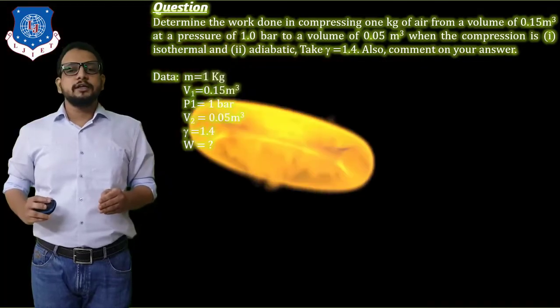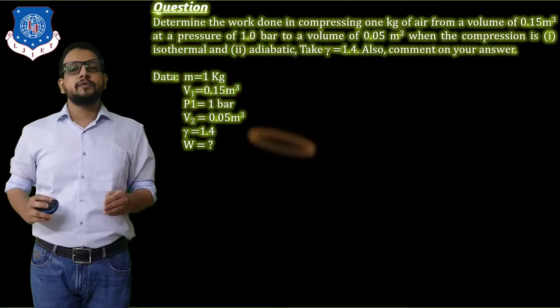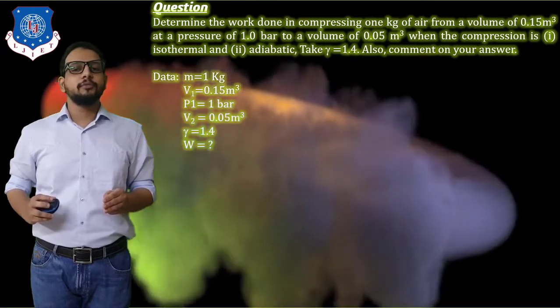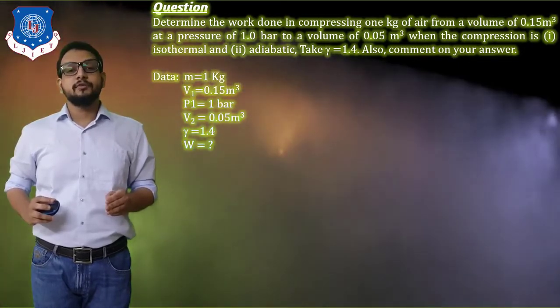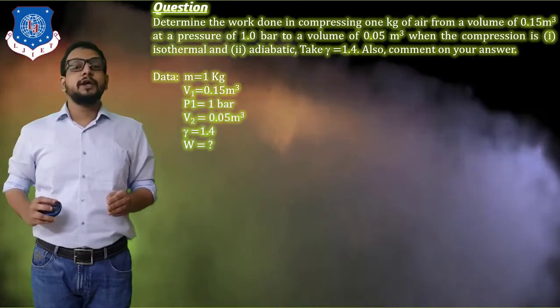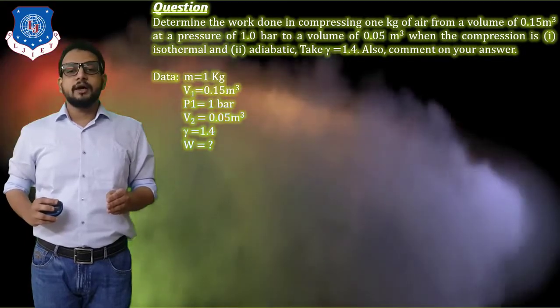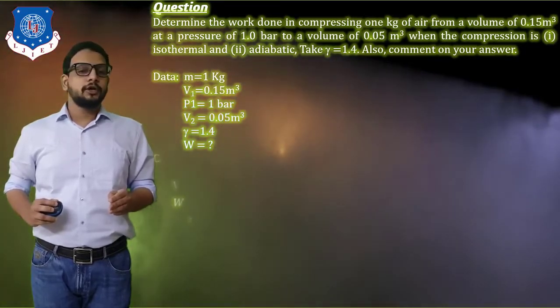In the data, mass is given for air, that is 1 kg. Initial volume V1 is given, that is 0.15 meter cube. Initial pressure P1 is given, that is 1 bar. Final volume after compression V2 is equal to 0.05 meter cube. And gamma is 1.4. We need to determine the work output.